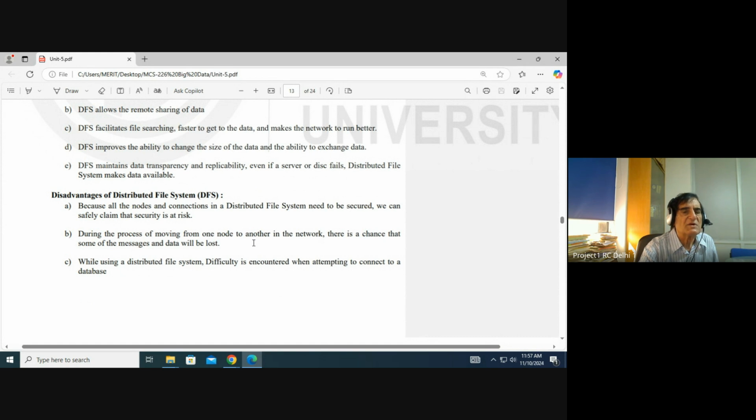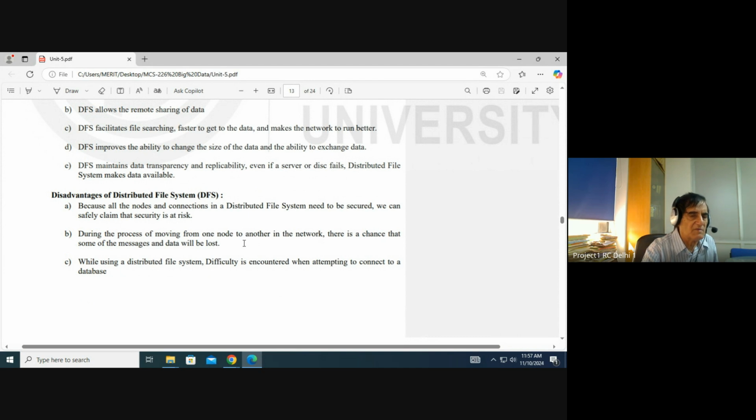Disadvantage: because all the nodes and connections in a distributed file system need to be secure, we can safely claim that security is at risk. During the process of moving from one node to another in the network, there is a chance that some of the messages and data will be lost. Now it doesn't get lost, because from one node to another there is a complete system which is very good.